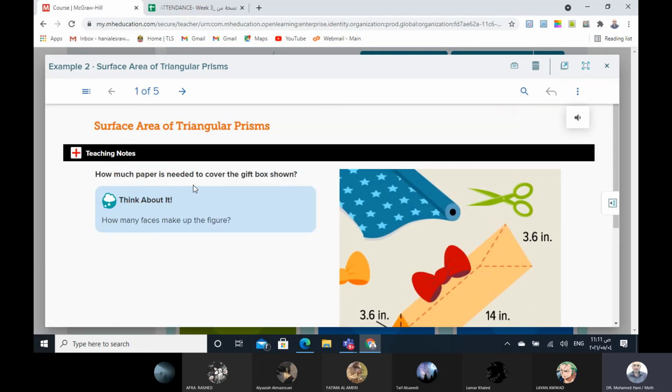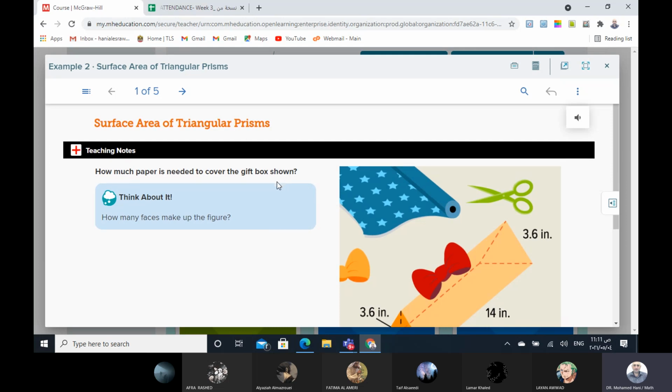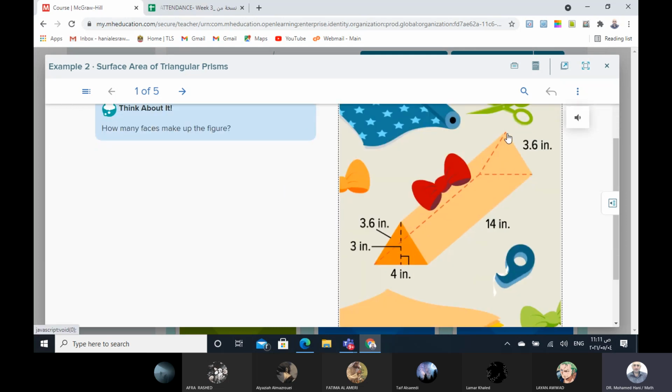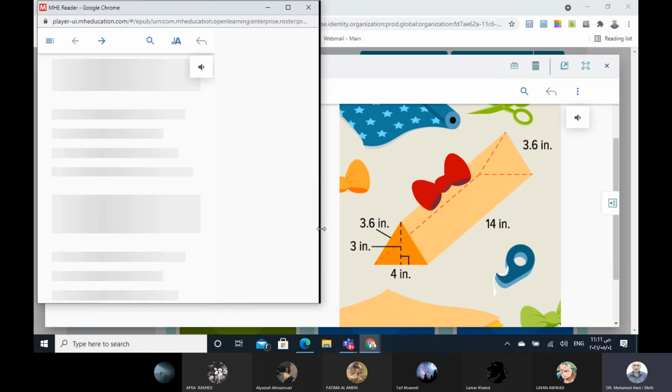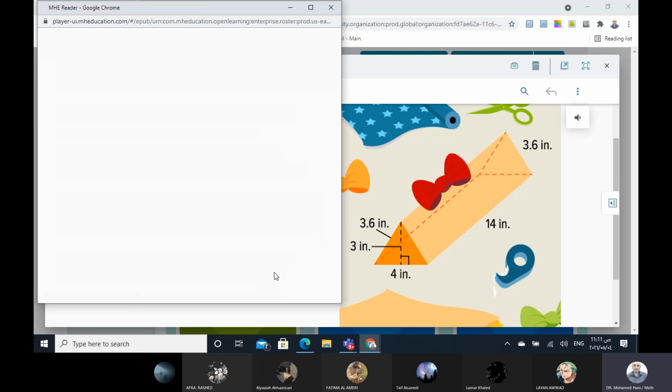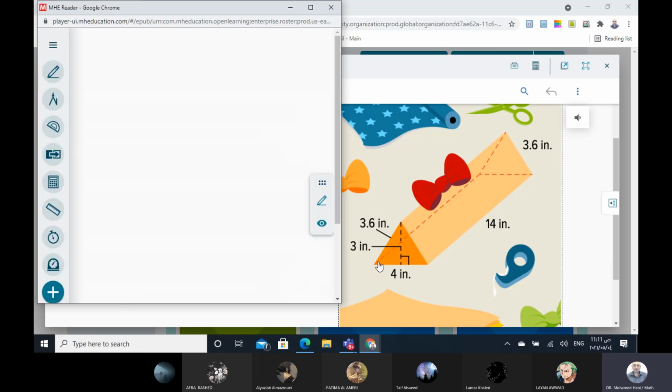How much paper is needed to cover the gift box shown? The type of this box, as you see, is a rectangular prism. To know how much paper you need, you must know the surface area of this prism. So we want to find the surface area, represented by S equals.